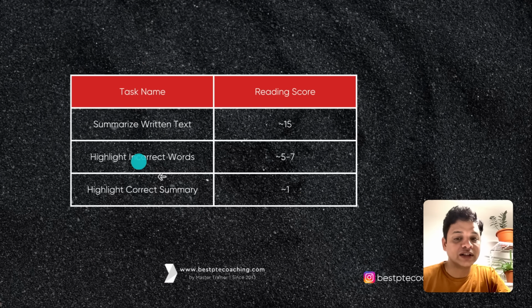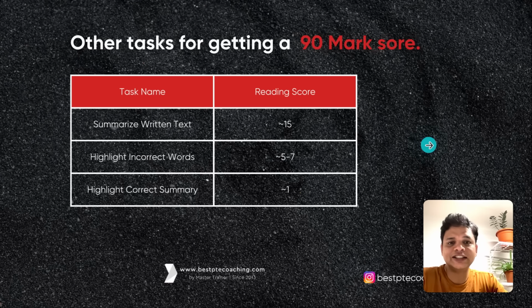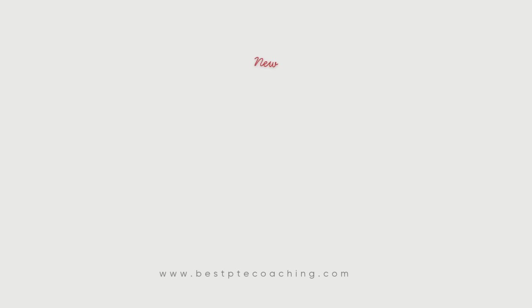The second and third ones belong to the listening module. Of these two, highlight incorrect words is super important. It gives you 5 to 7 marks in reading. It belongs to the listening module. It's all about listening and clicking, highlighting the wrongly typed words on the screen. That's it, nothing much. Super easy task and gets you 5 to 7 marks in reading. So this is the reading score breakup, right? Okay, so reading is over.